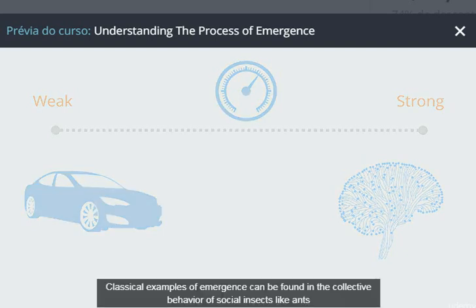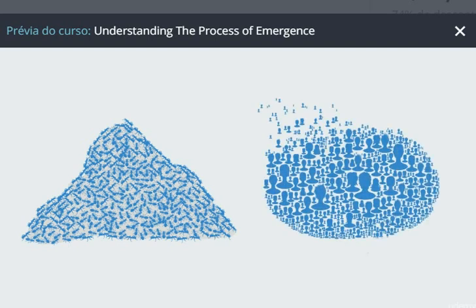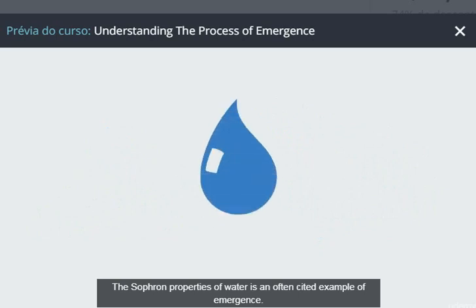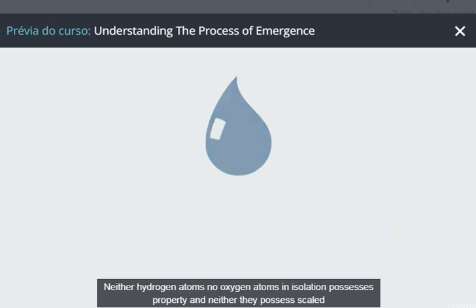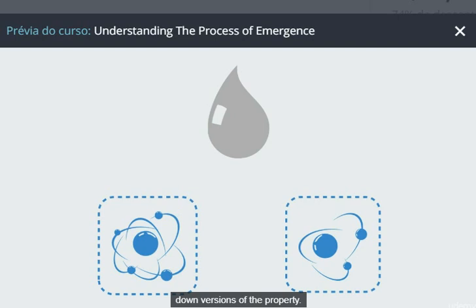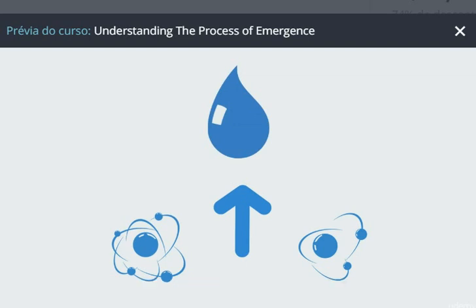Classical examples of emergence can be found in the collective behavior of social insects like ants and bees as they create swarms and colonies. Many other examples have been identified in human social organizations and human cognition. The solvent properties of water is an often cited example of emergence, for neither hydrogen atoms nor oxygen atoms in isolation possess this property, and neither do they possess scaled-down versions of the property. Thus, solvent action seems to emerge from a nonlinear combination of the properties of hydrogen and oxygen.